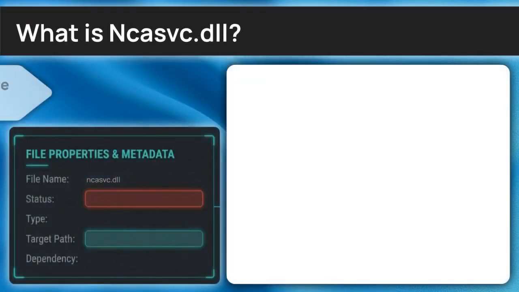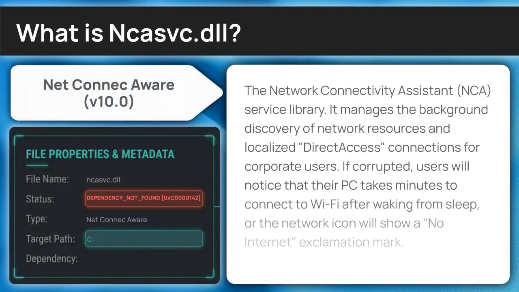This is the Network Connectivity Assistant, an NCA service library. It manages the background discovery of network resources and localized direct access connections for corporate users. If corrupted, users will notice that their PC takes minutes to connect to Wi-Fi after waking from sleep, or the network icon will show a no internet exclamation mark. Understanding the file's role is a great start.